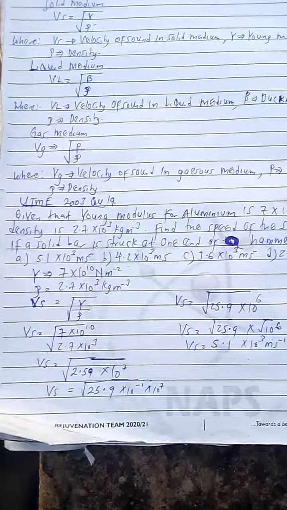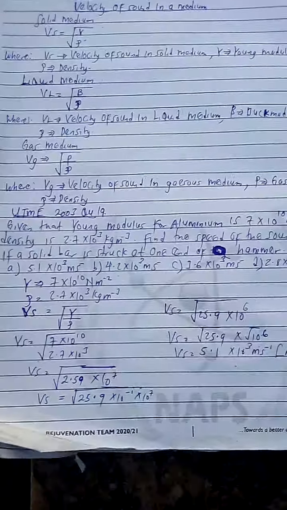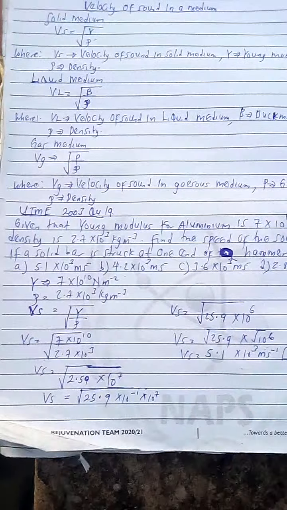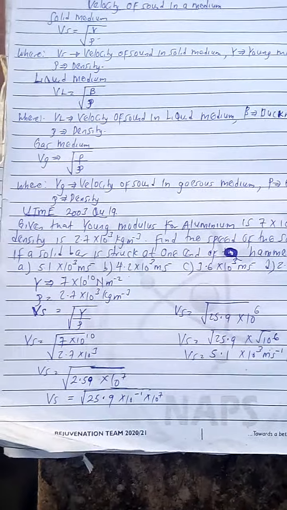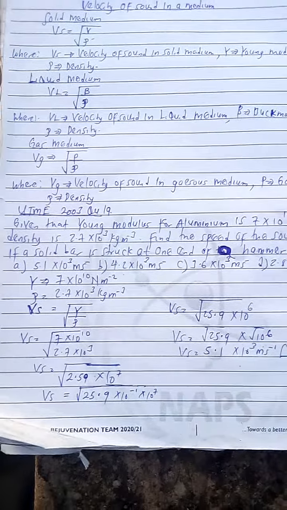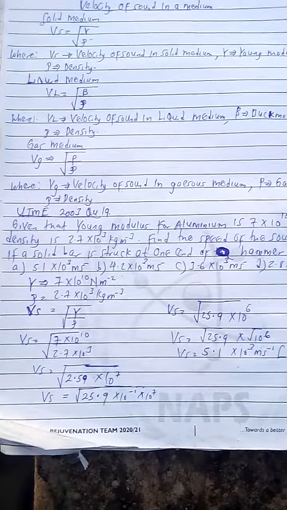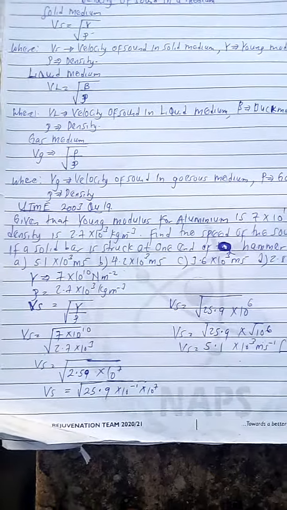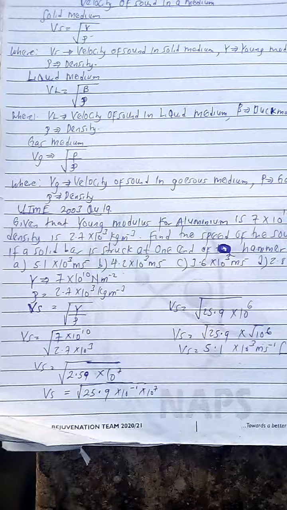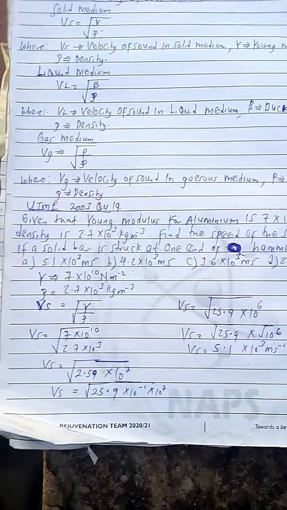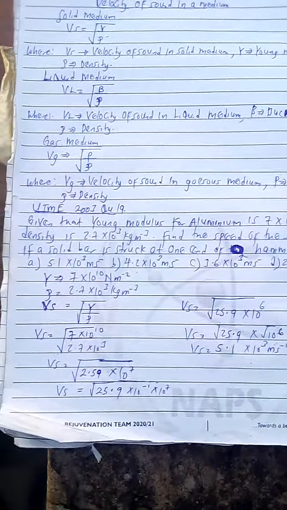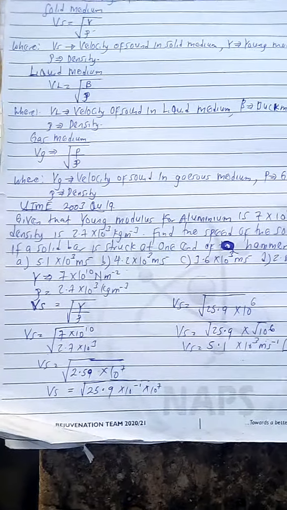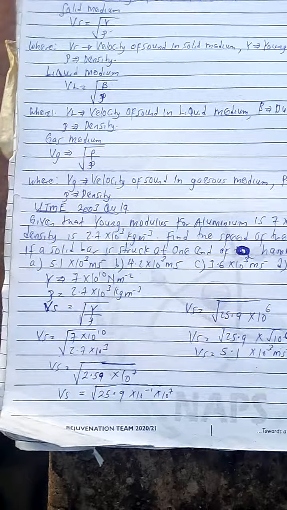We are given the Young modulus. The Young modulus is 7 times 10 raised to the power 10, and we are given the density. The density is 2.7 times 10 raised to the power 3. So the velocity of sound in a solid medium is equal to the square root of Young modulus over density. So the velocity of sound in a solid medium will be equal to the square root of the Young modulus, 7 times 10 raised to the power 10, over the density, 2.7 times 10 raised to the power 3.